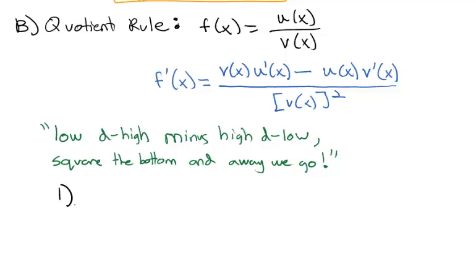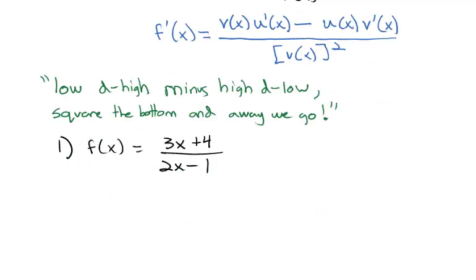Low d high minus high d low, square the bottom, and away we go. If f of x is equal to the simple fraction 3x plus 4 over 2x minus 1, you see the two functions. The 3x plus 4 is divided by the 2x minus 1. And so when we want to take the derivative with respect to x of f of x, we do low d high minus high d low, square the bottom, and away we go.